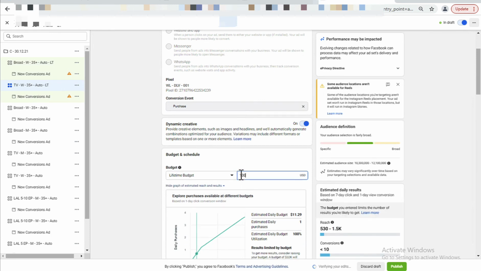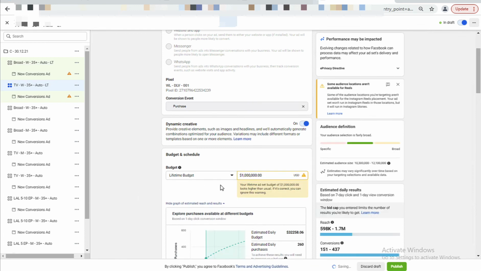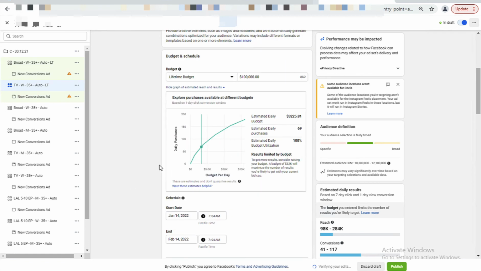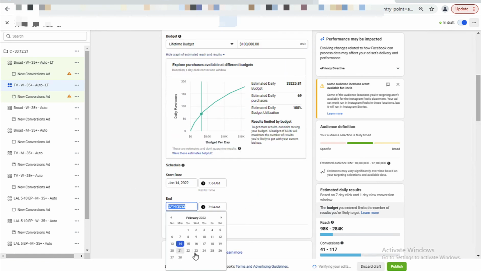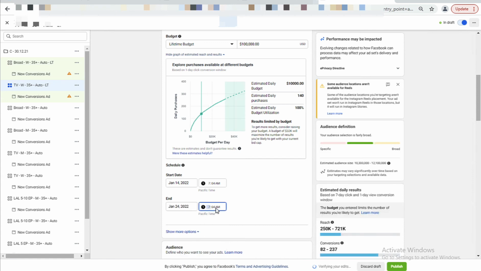And I'm going to put 100,000. I don't know if that's a million. Yeah, a million. I don't want this warning to come up, okay? So I'm going to put that back to 100K. And I'm going to say the 24th of Jan is when it finishes, 11 p.m.